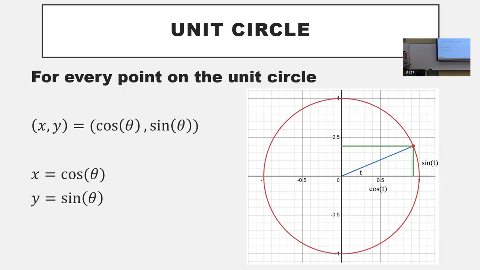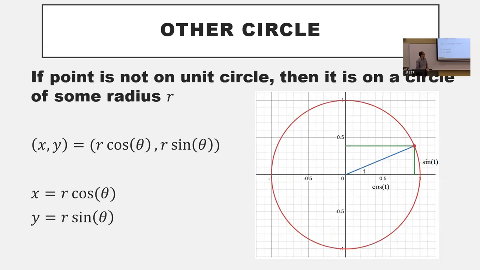We already know that any point on the unit circle can be written as cosine of theta comma sine of theta, where the x value, so that's going to give us a point on the unit circle. Therefore, the x value on the unit circle is cosine of theta. The y value is sine of theta. Okay. We already, again, have established that.